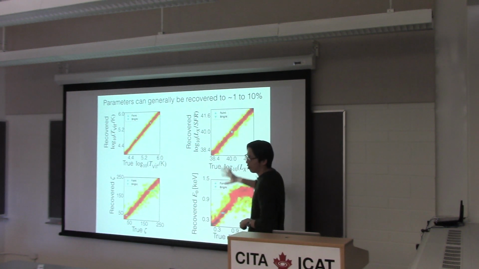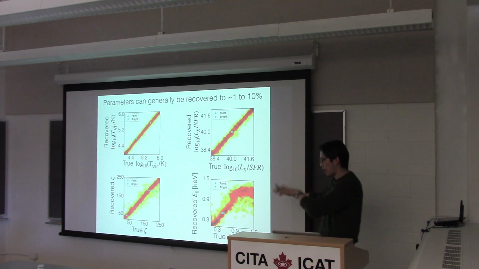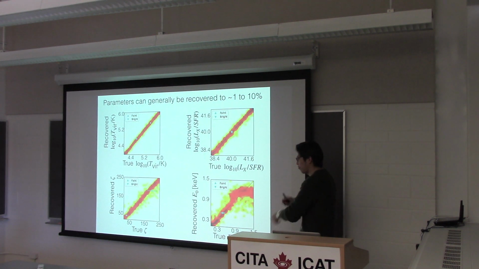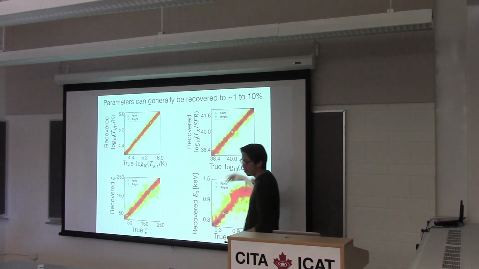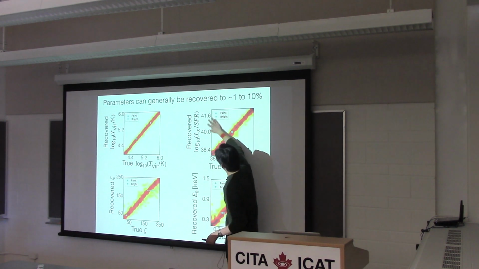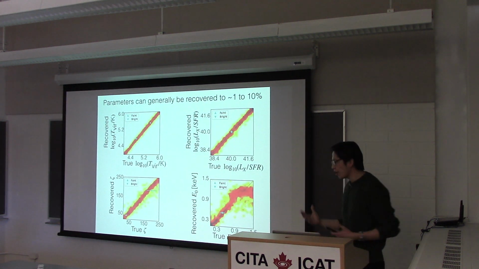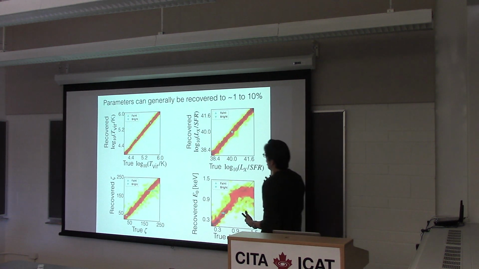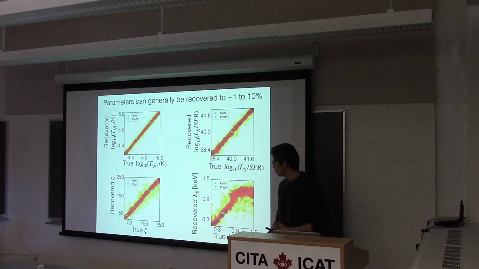So here are some results. What I'm showing here are results from our test data, right? So the data that was not being trained on but set aside for testing. In each case, I'm showing on the horizontal axis the true value that we know. On the vertical axis, we've got the recovered value. Generally, you have fairly reasonable recovery, sort of 1 to 10% level recovery of these parameters.